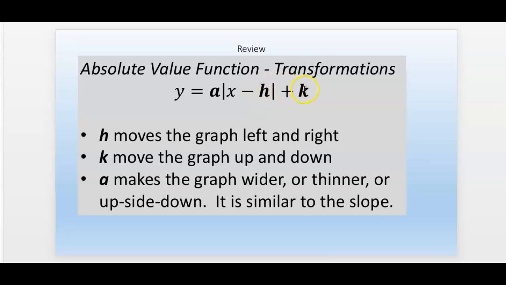The k is exactly as it reads, up and down. Plus means move up. Negative means move down. A negative a would flip the graph upside down. And a is kind of like the slope. It can go up twice as fast or half as fast. It makes it wider or thinner, or flips it upside down.